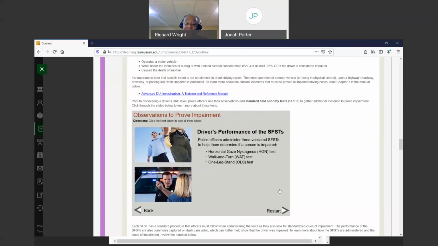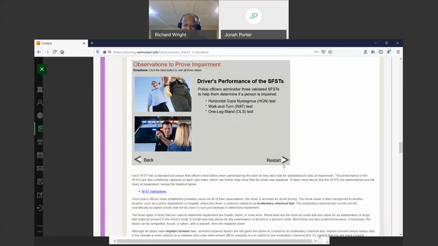Then we do the field sobriety test: the horizontal gaze test, the walk and turn test, or the one-legged stand. You've seen that before, when you're asked to stand on one leg, or to follow the hands or the fingers of the officer, and if you are under the influence, then you're not able to, and that could be drugs or alcohol. Okay.